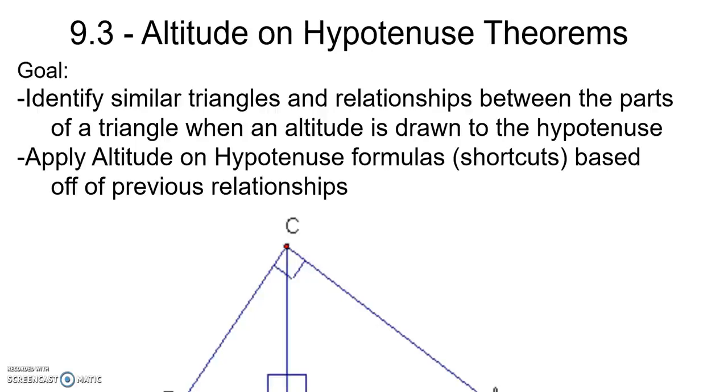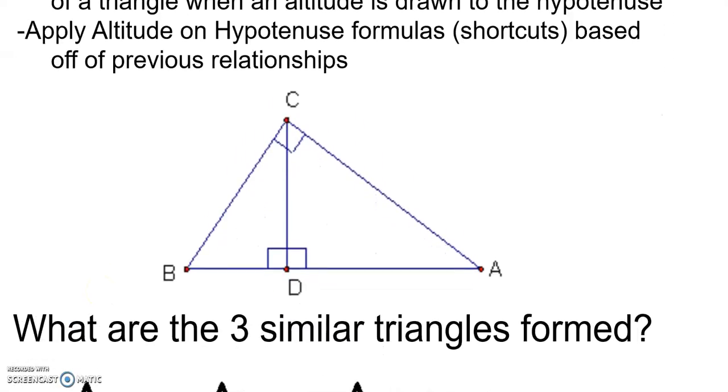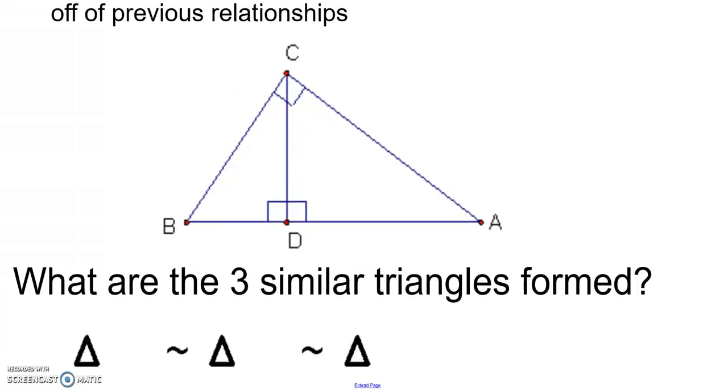Okay, today we're going to be talking about the altitude on hypotenuse theorems. So basically we're going to figure out which similar triangles are created when you draw an altitude to the hypotenuse of a right triangle. And then we're going to learn some shortcuts that we can use to find the missing sides using these theorems.